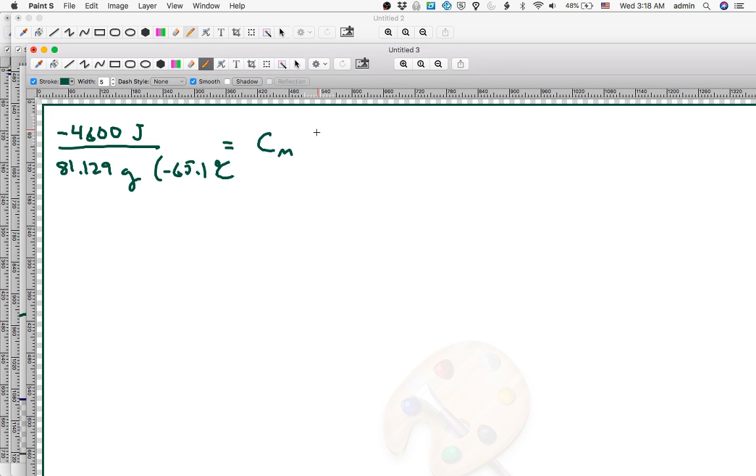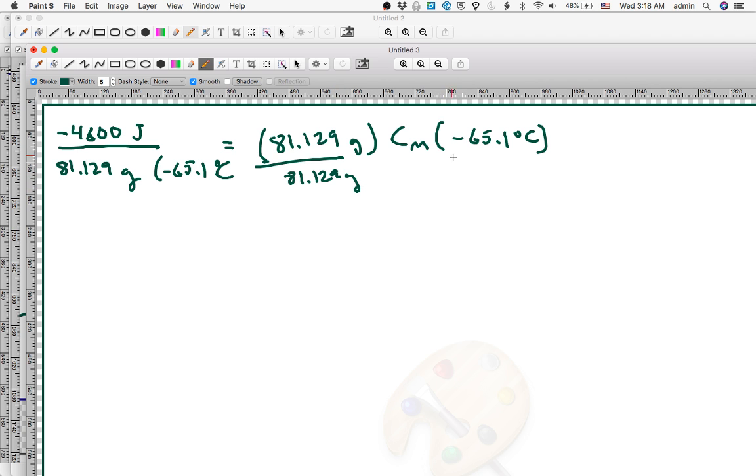times, what did I have here before? I had something before the cm. I had 81.129 grams times cm times, what did I have here? Oh yes, negative 65.1 degrees Celsius. All right. So I'm dividing both sides by 81.129 grams, and I'm also dividing both sides by negative 65.1 degrees Celsius. It's right here, and it's right here. This one is right here, and it's right there. Okay, so these cancel, these cancel, these cancel, these cancel.